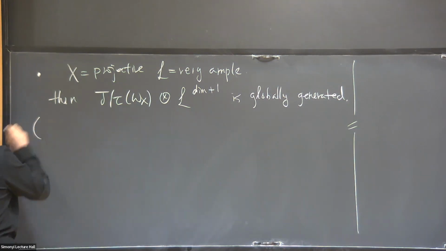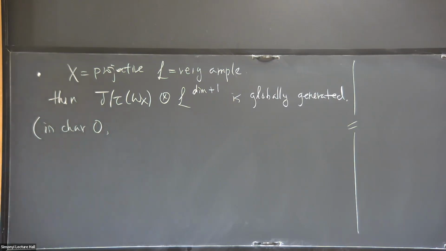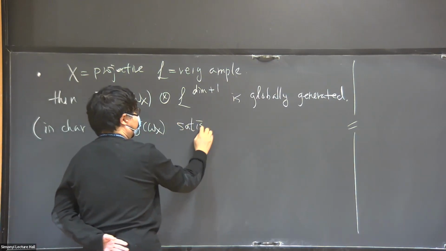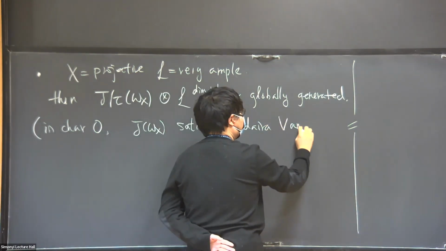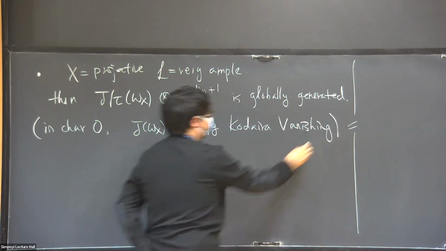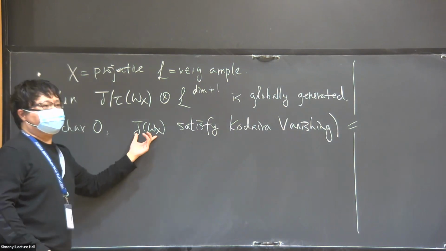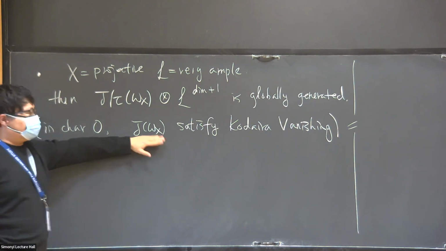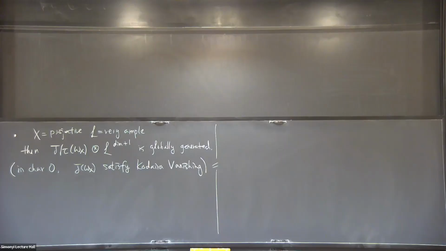So maybe I should say, at least in characteristic 0, since Q already pointed out, this J of omega X satisfies Kodaira-type vanishing. Namely, if you pick any ample line bundle, this one has no higher cohomology after you twist by any ample line bundle. And if you think about it, this is actually not so hard to show. It's basically coming from pulling back to the resolution, and then it's really just Kawamata-Viehweg vanishing on the resolution.